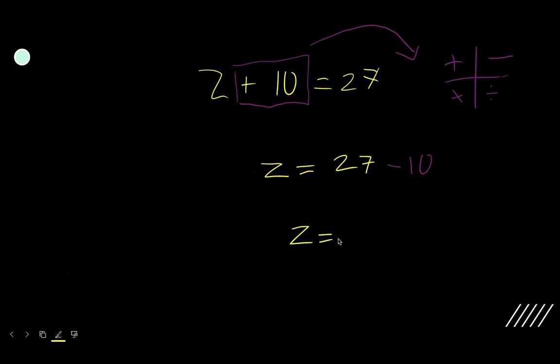Z is equal to 17. 27 minus 10 is 17. Z is equal to 17.